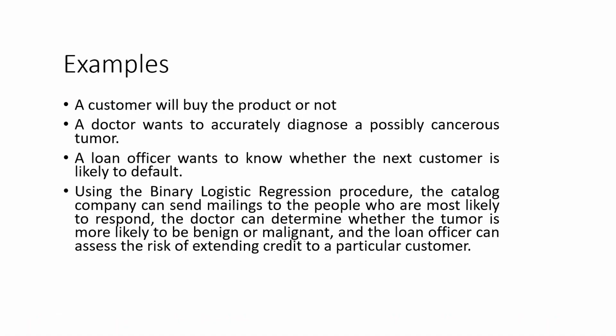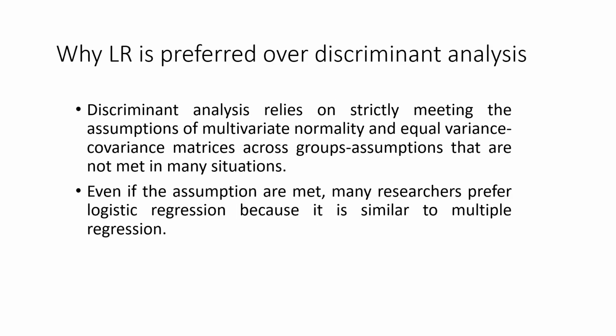What can be the examples of this? The examples are: a customer will buy the product or not. A doctor wants to accurately diagnose whether a tumor is malignant or benign. A loan officer wants to know whether the next customer will default or not default. So in such a scenario, we are using binary logistic regression. The word itself says that it's binary, 1 and 0.